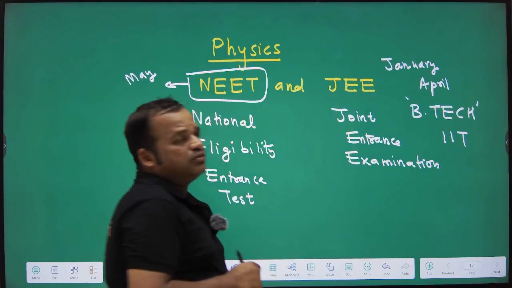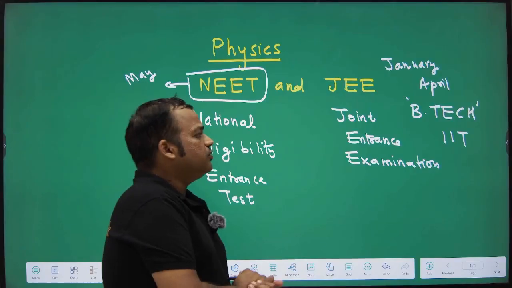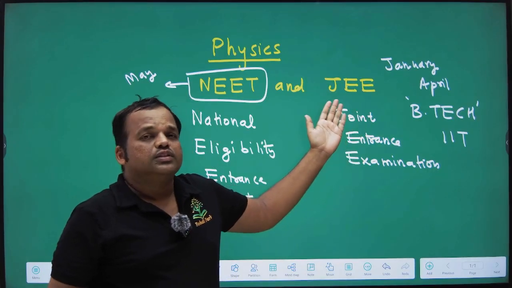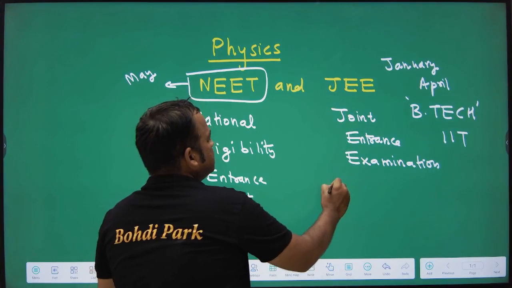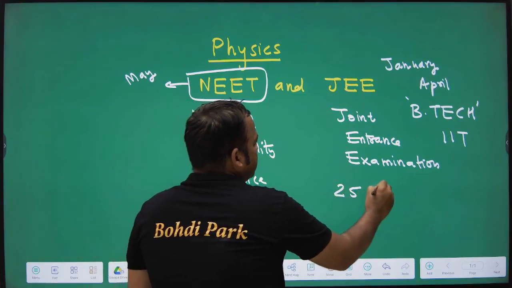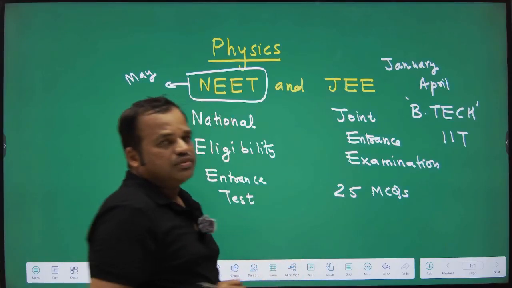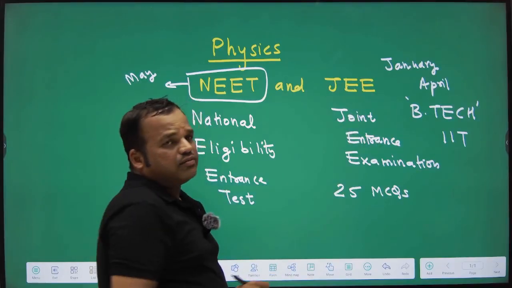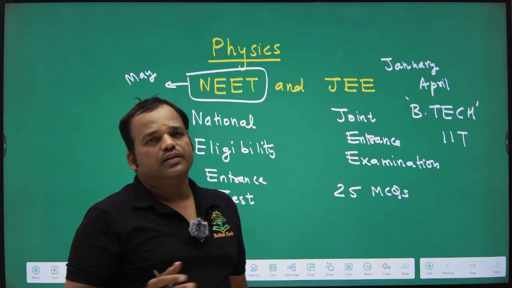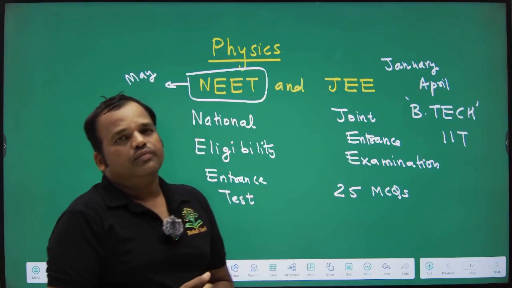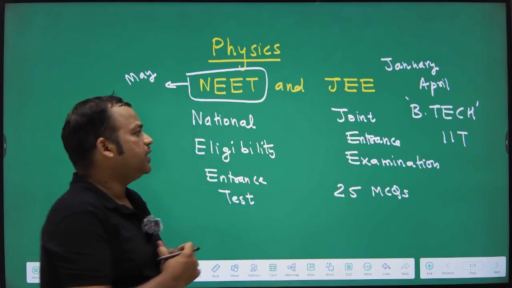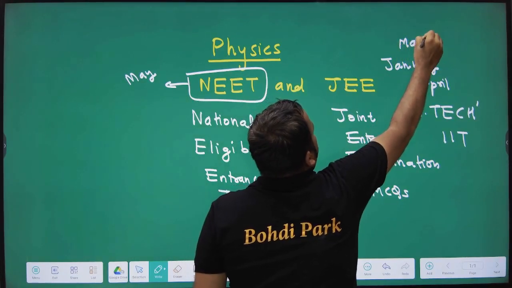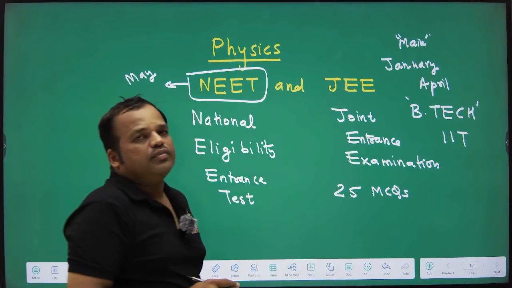So it is a two-level examination. To get into IIT, you first have to clear this joint entrance examination, which is multiple choice questions. Around 25 MCQs are there per subject. Then you have to clear the advanced level test also, that is conducted in the month of May. So we call it JEE advanced, correct? And this is known as JEE mains. Mains is conducted in January and advanced is conducted in the month of May.